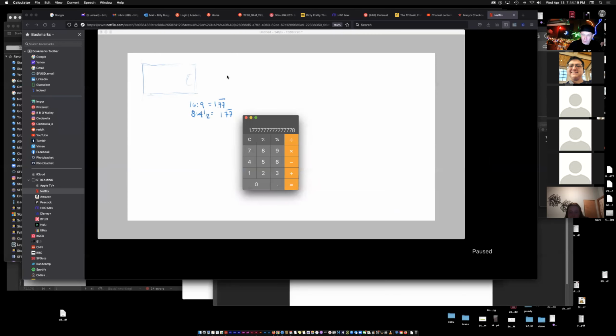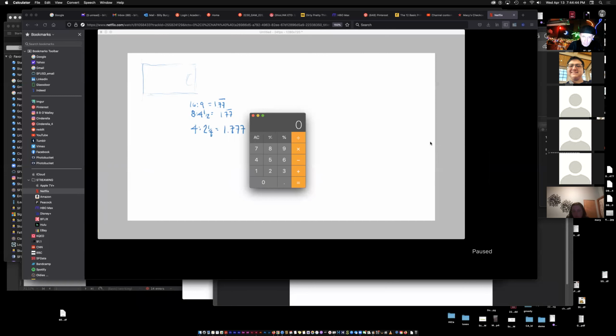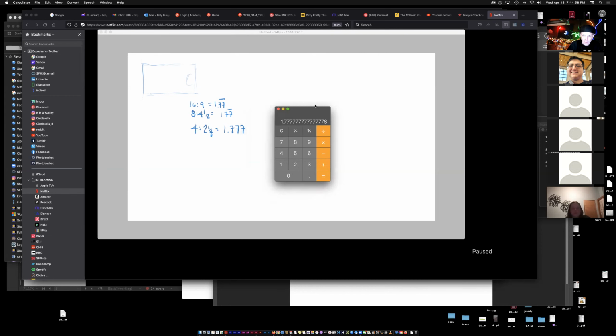Let's just check it to make sure that's correct. We have 8 divided by 4.5. It's the same exact ratio. All right, let's keep going because this is still too big. This is even big for a final board size. If we go 4 inches by 2.25, that should be 1.777 as well. 4 divided by 2.25. Same exact ratio. Everyone okay with this?